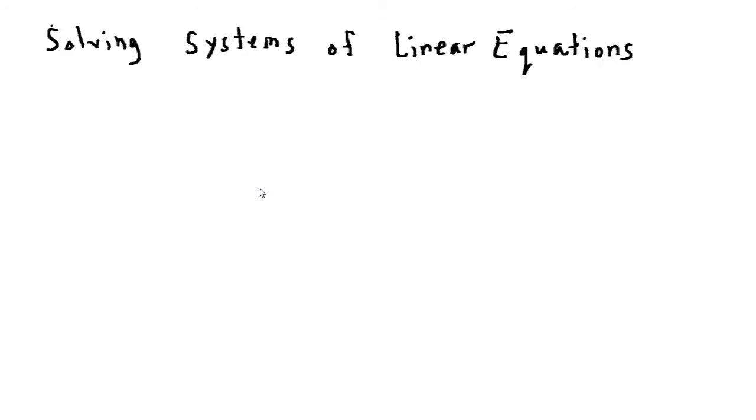Okay, in this section we're going to look at solving systems of linear equations. The technique we're going to look at is called Gaussian elimination. And for Gaussian elimination, there's three steps, or rather three things you can do.